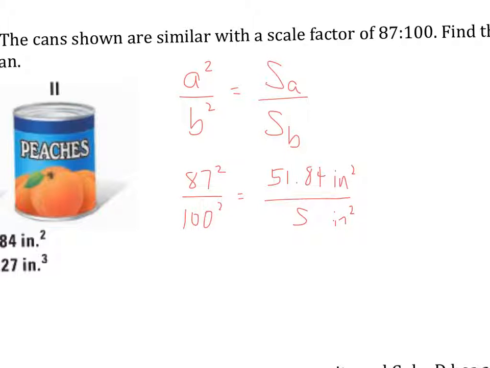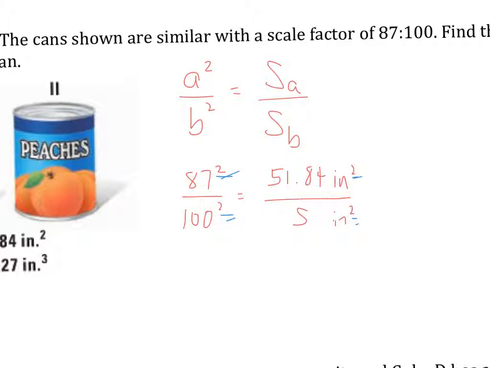The reason I'm adding in the inches squared is because I want you to look at your problem, and in order to know that you're doing it right, see squared, squared, squared, squared. When we did this before, people were doing 87 over 100 is equal to 51.84 over the missing area, and that's wrong. They were not squaring these numbers. So keep in mind that you have to square your A and B. Maybe think about making sure that you have your squares everywhere.